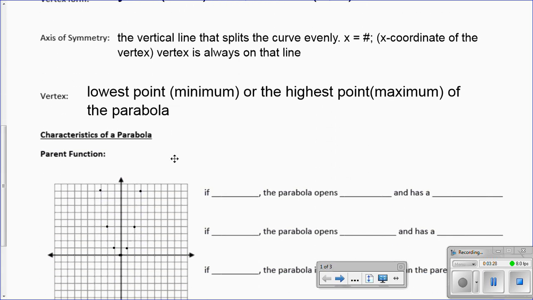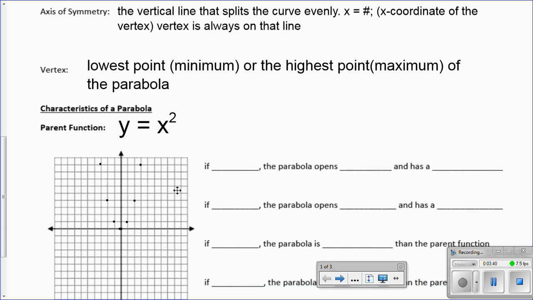So the parent function for a parabola, remember the parent function is the most basic thing. I told you the only thing you really need is that x squared. So the parent function is y equals x squared, and this is what it looks like. Again, my computer drawing is really bad because it doesn't like to listen to me. The parent function goes through the origin, and then if you just plug in numbers for x, you can plot your points. So I plugged in 1, 2, and 3.